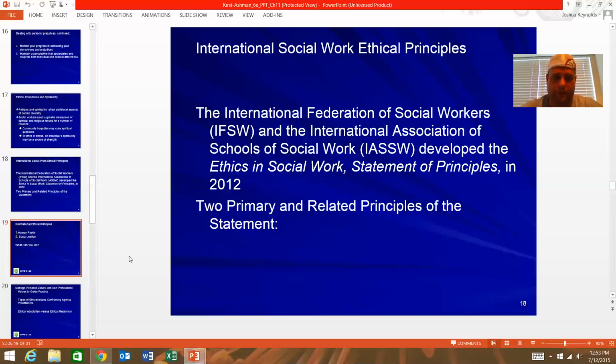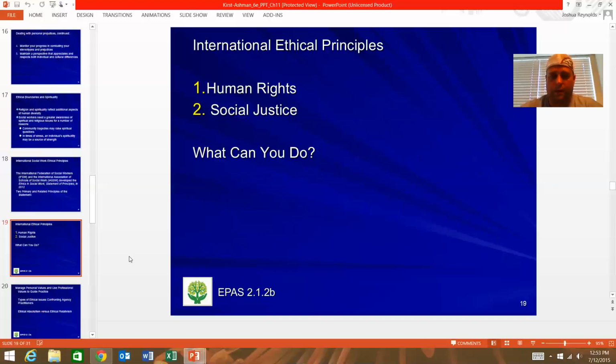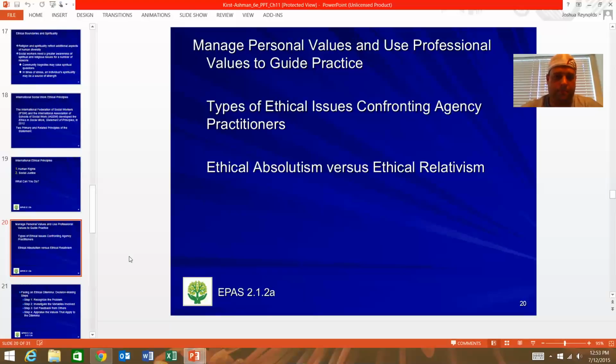For international principles, two big ones. The first is human rights, and the second is social justice. And then, a couple more things on here, then we'll move on.